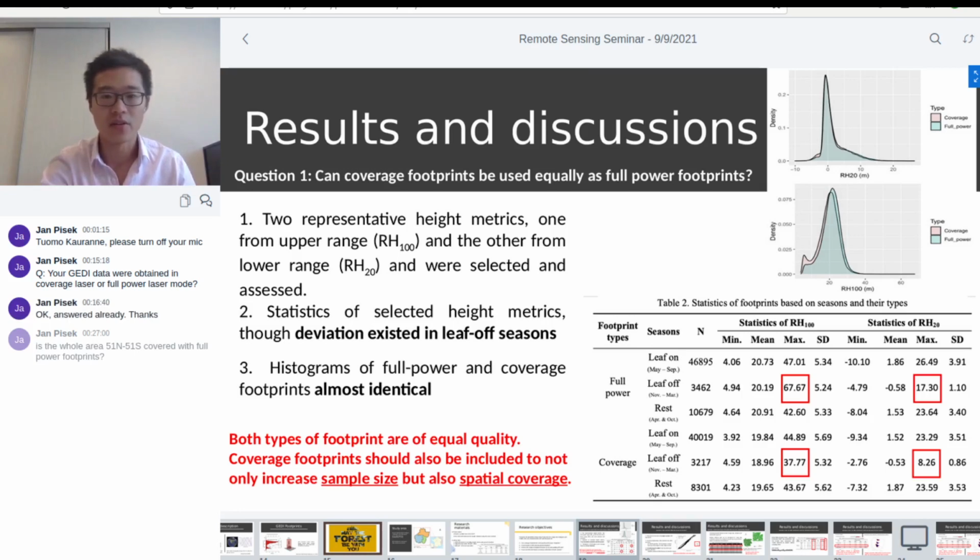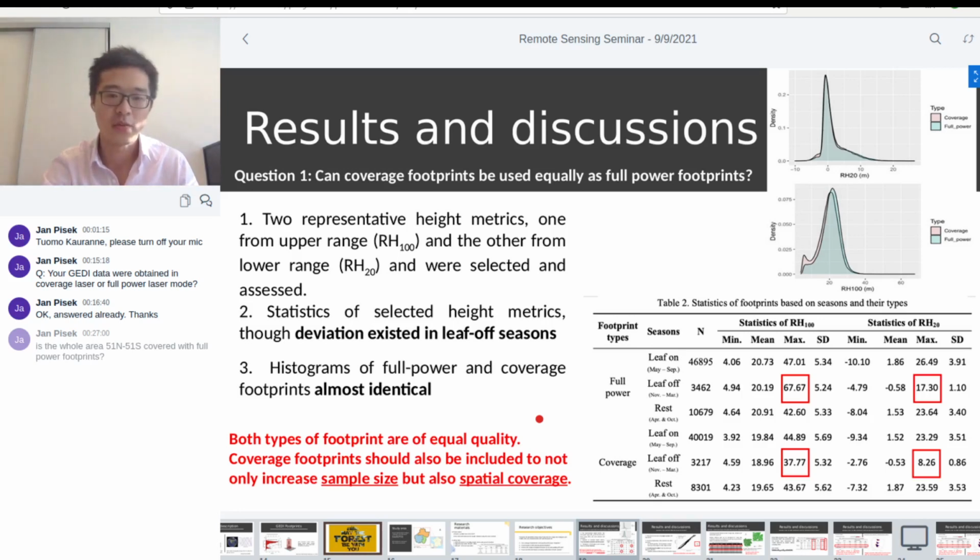But if you look at the whole histogram of these 2 types of footprints, you can see they are almost identical. So based on that, we can say that both types of footprints have the same quality, because at the beginning we were not sure whether we should include coverage footprints, as they only have half of the penetration power compared to the full power footprints. But the results show that they're basically the same.